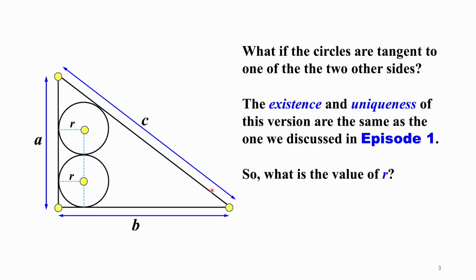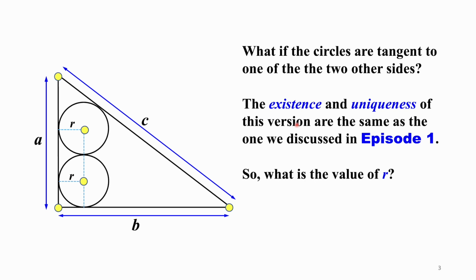So the question in this episode is, what if these two circles are tangent to one of these two other sides? In this figure, these two circles are tangent to side A. The same technique can be applied to find the radius of these two circles being tangent to side B. The existence and the uniqueness of this version are the same as the one we discussed in episode 1. So what is the value of R? This is what we are going to find out.